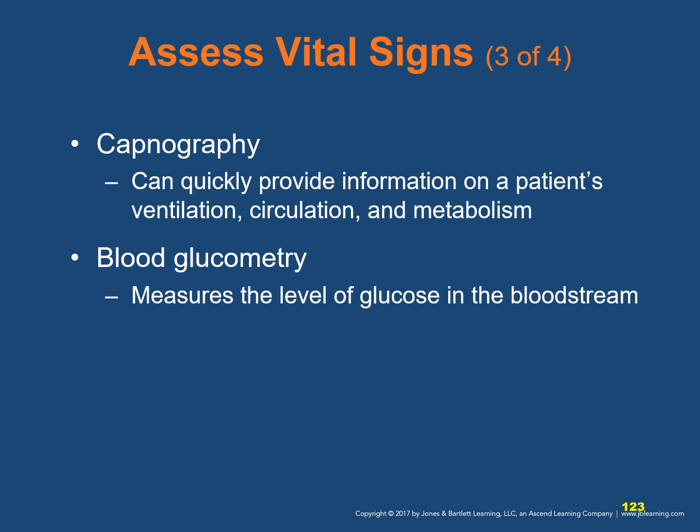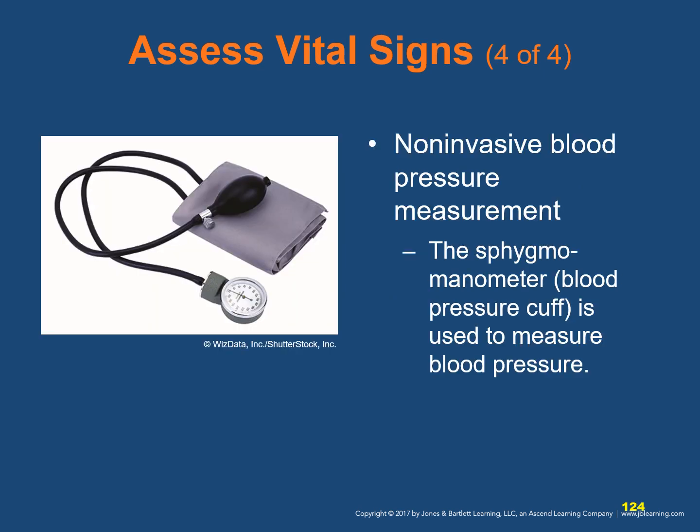When you're assessing vital signs, you want to use capnography, which can quickly provide information on a patient's ventilation, circulation, and metabolism. And blood glucometry measures the level of glucose in the bloodstream. Some non-invasive equipment is the sphygmomanometer, which is a blood pressure cuff and is used to measure blood pressure.